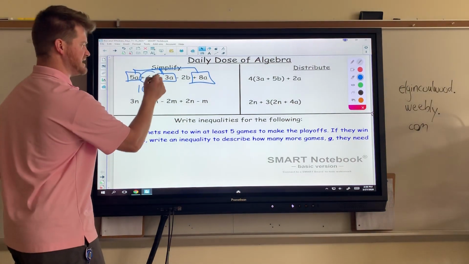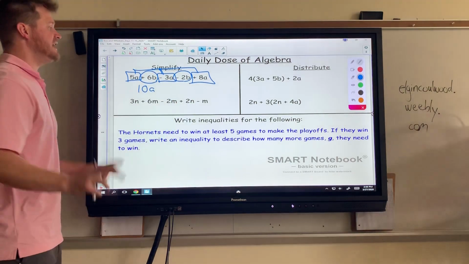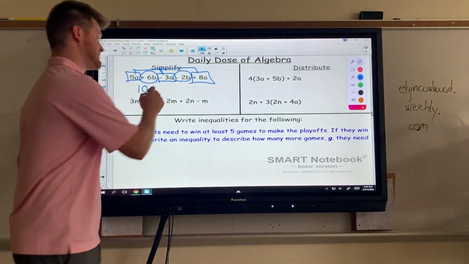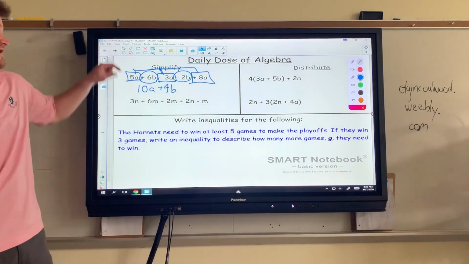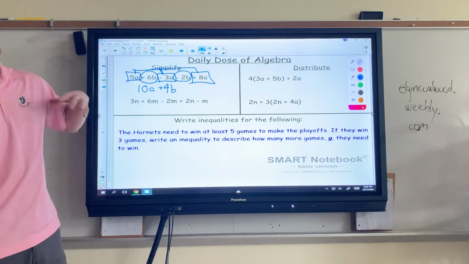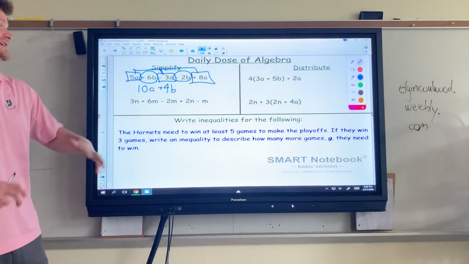Put circles around the B's. I have a positive 6B and a negative 2B, AKA 6B minus 2B is 4B. Remember, it's not a minus 4B because 6 minus 2 is still positive 4, so we have 10A plus 4B. Or if you rearrange it, 4B plus 10A is also correct.